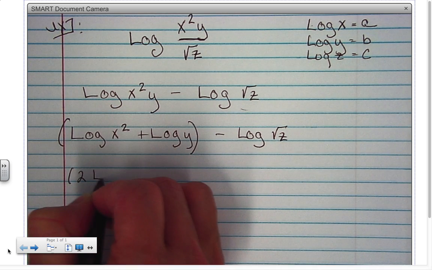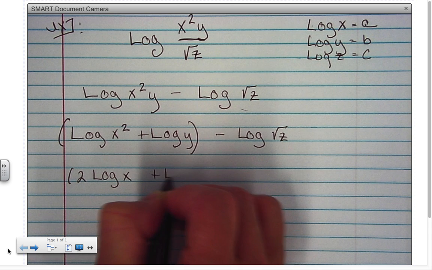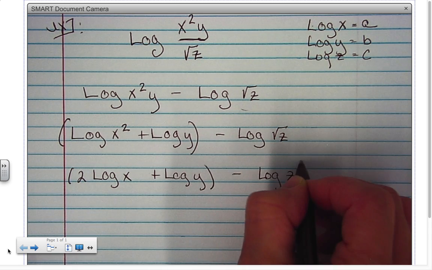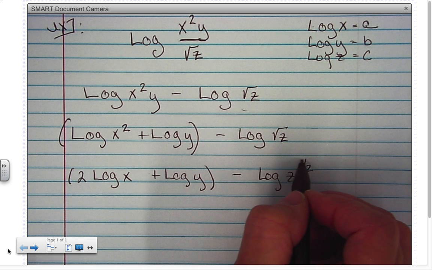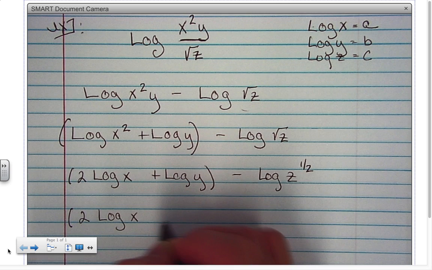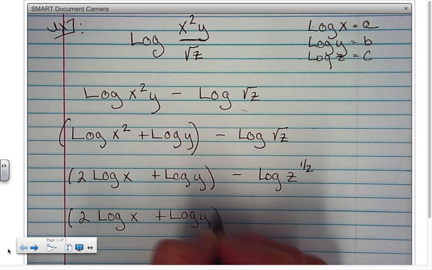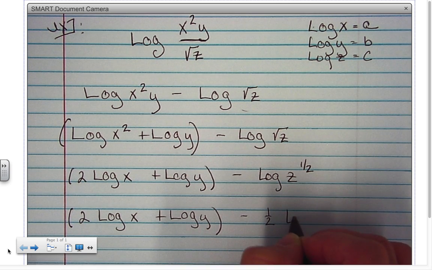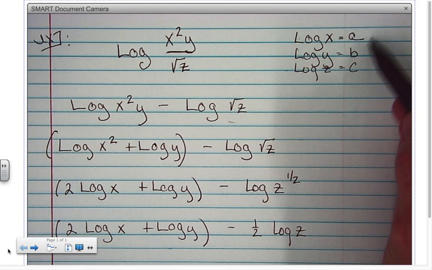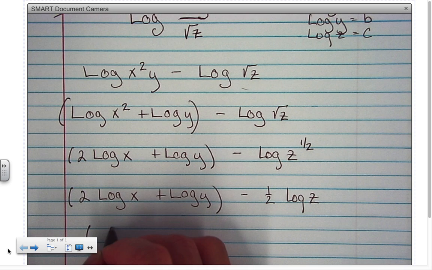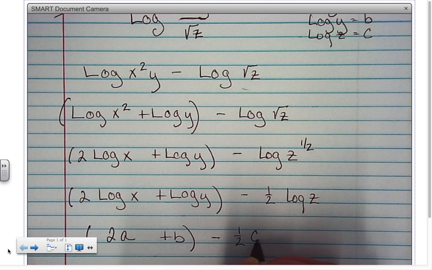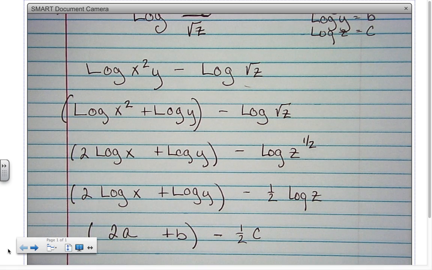So now I'm at 2 log x plus log y minus log z to the 1/2. And then that 1/2 is also going to drop down. So I think my final answer will be 2 log x plus log y minus 1/2 log z. And now at this point I would make these substitutions from up here. So it's going to be 2a plus b minus 1/2 c. And that would be your final answer.